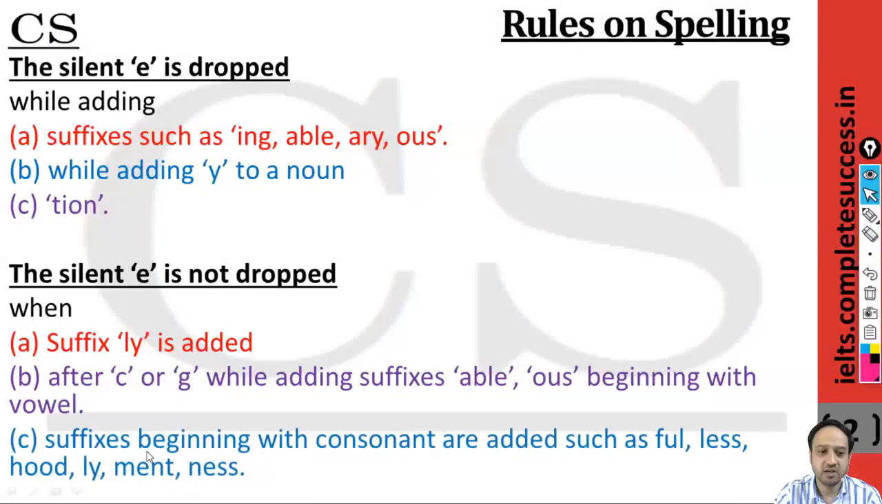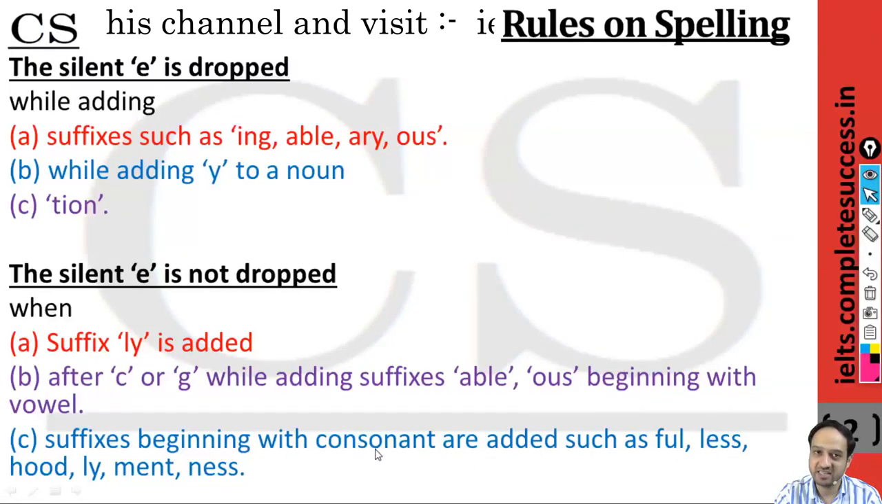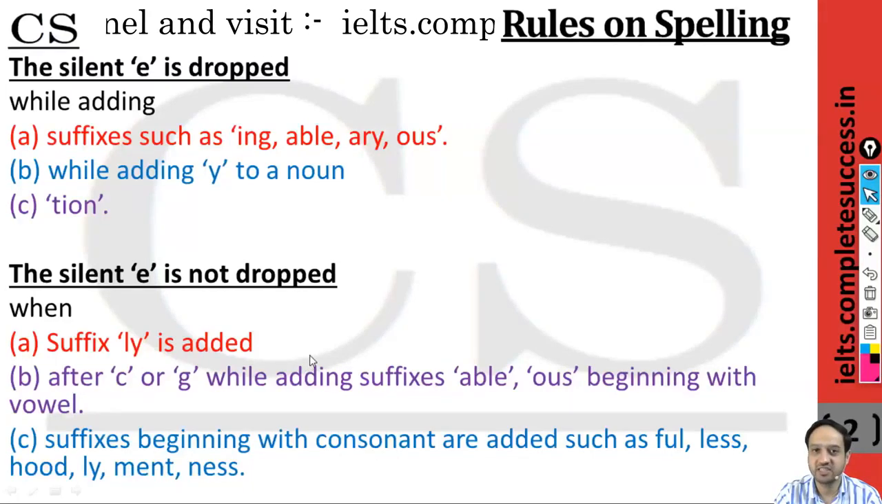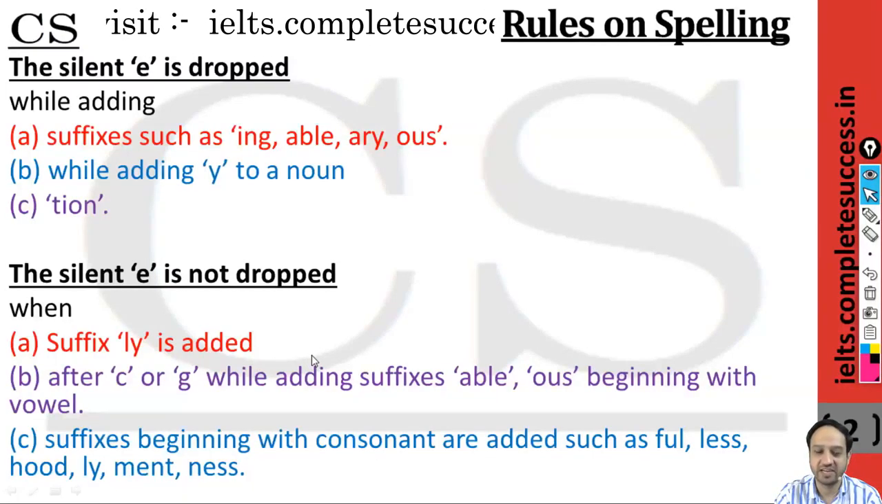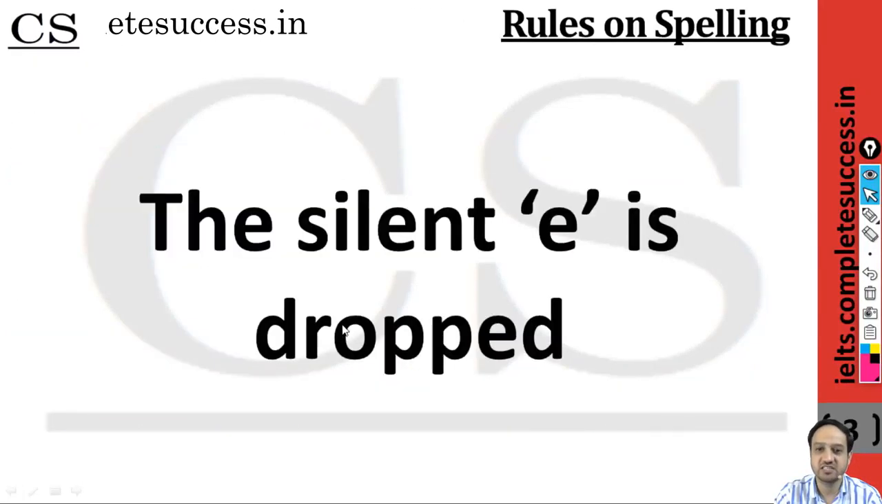In the last one, suffixes beginning with a consonant are added, such as ful, less, hood, ly, ment and ness. These suffixes start with a consonant, and when we add these suffixes to a word which ends in e, we will retain the letter e. We will not drop the letter e. So now we will see some examples.